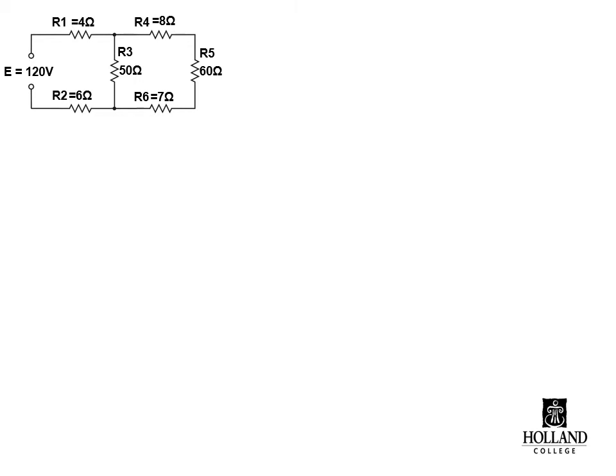Why don't you try this one on your own and see if you can get through it? I'll give you 2 minutes. If you need more time, maybe you can pause the video here to see if you can get through it. Here there's 120 volts applied. R1 is 4 ohms. R2 is 6. R3 is 50. R4 is 8. R5 is 60. And R6 is 7 ohms each.